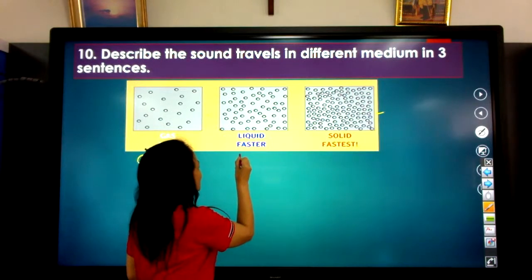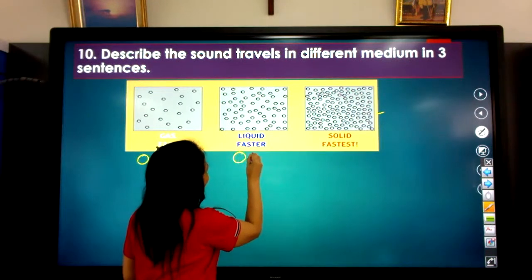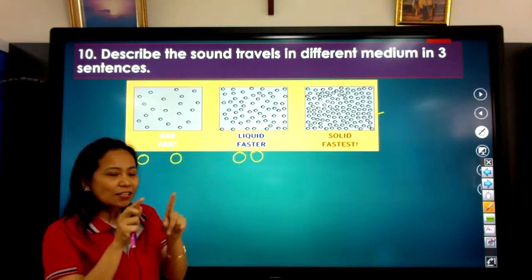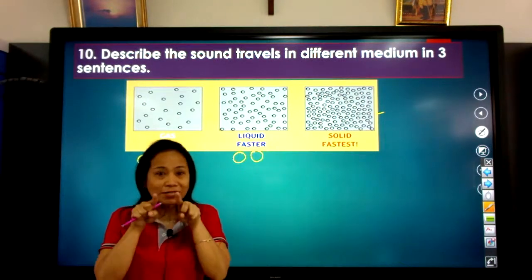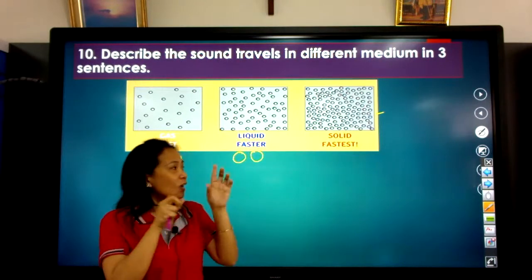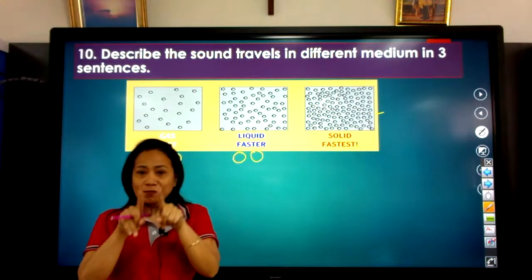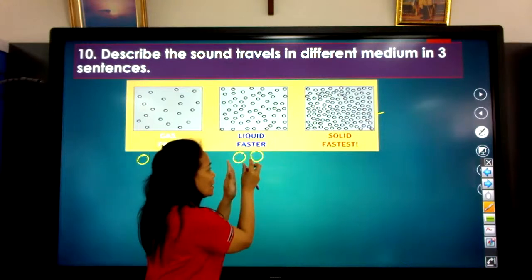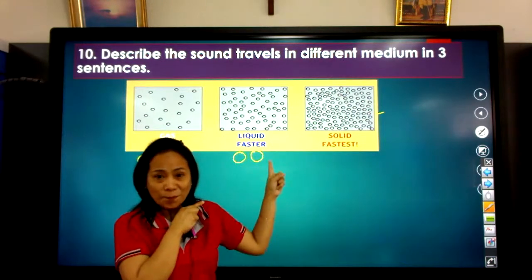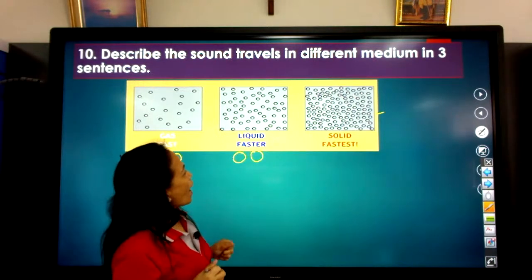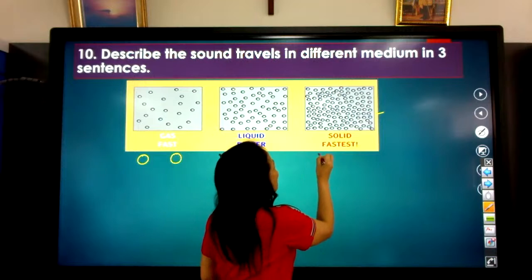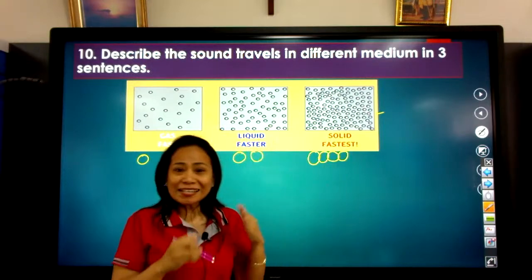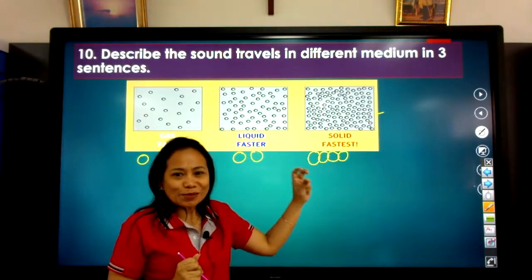While in liquid, the molecules are not so far from each other, right? So there is a distance, but a small space, a little bit of space for the two molecules. So they can vibrate, but it takes seconds to vibrate the other molecule, right? Okay, while in solid, the molecules are so close, right? So it is easy to transmit the sound.